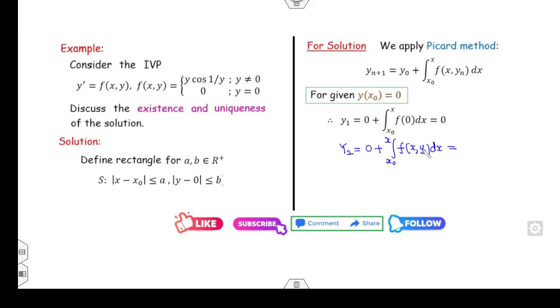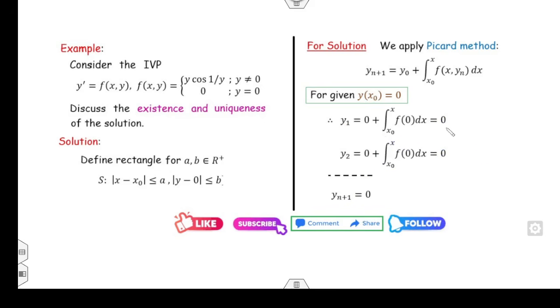Clear? Similarly, can you find y2, which is y0 plus integration of f of x comma y1 dx. What is the value of y1? Y1 we have obtained as 0. So I can write this number as 0. And again, what is the value of f of x comma 0? Again, 0. Similarly, you can find y3, which is again integration from x naught of f of x comma y2. What is the value of y2? It is 0. Again, you will get 0, and so on. So the last term yn is also 0.